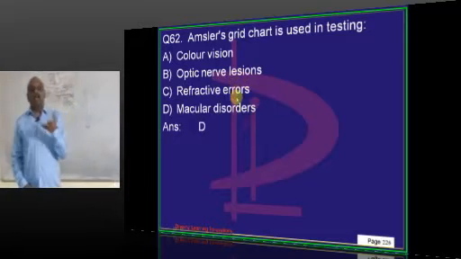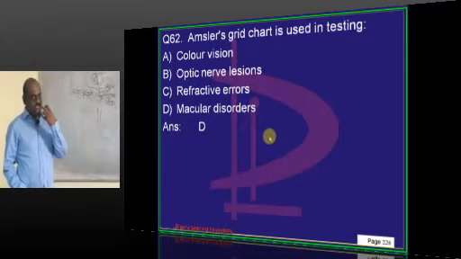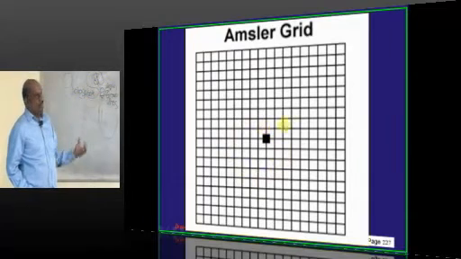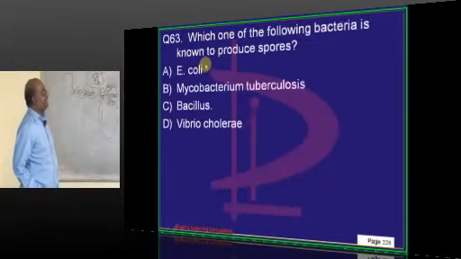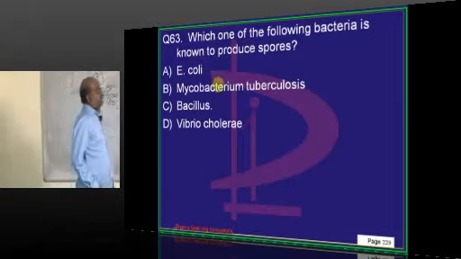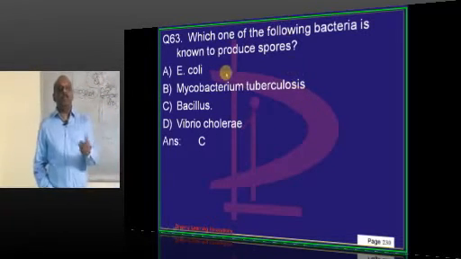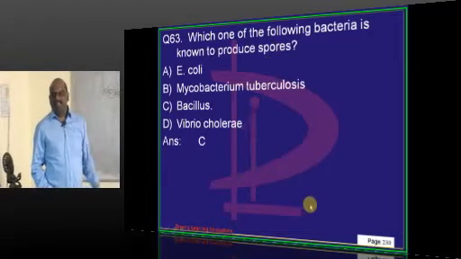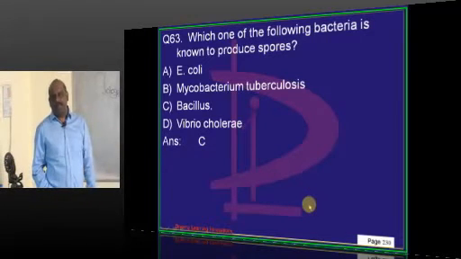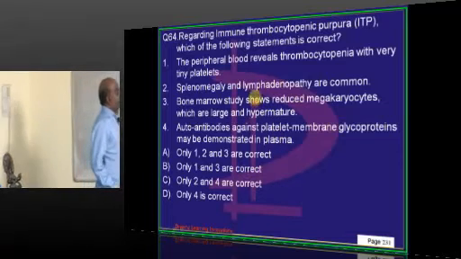Where is the Amsler grid used? Typically to know the central path of the vision, the Amsler grid is used to test macular dysfunction. Which bacteria produce spores? Anthrax spores, Bacillus, right? So Bacillus produces. Yes, son, all these questions you should answer. Give 100% correct answers. No second thoughts in the exam hall.